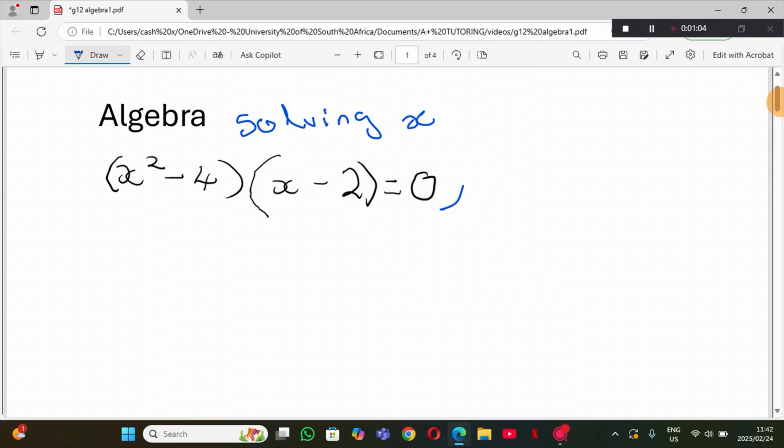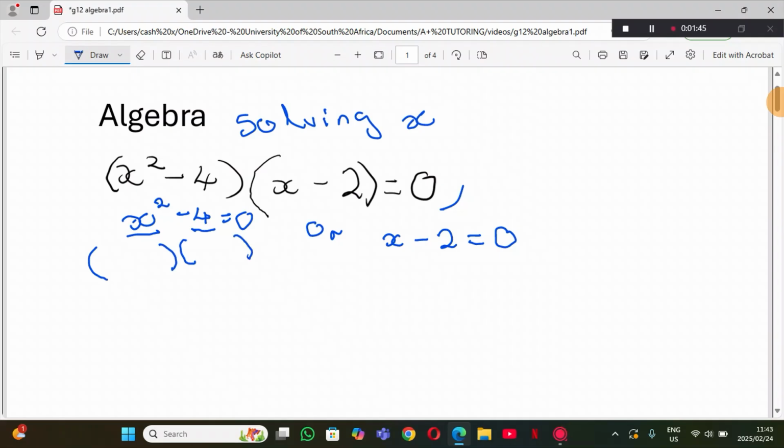So now we take the first bracket, which is x squared minus 4, equal to 0, and then our second bracket, x minus 2, equal to 0. With this first one, we see that it's a difference of perfect squares. A difference of perfect squares is when I can find the square root of this number and also the square root of that number. The square root of x squared is x, and the square root of 4 is 2. So now I can open two brackets for this. This is how you factorize perfect squares.